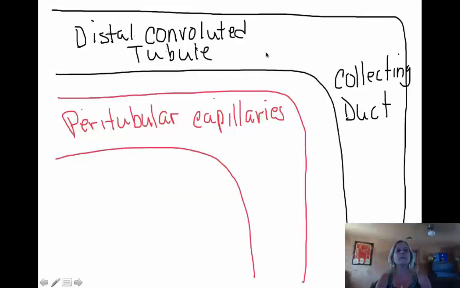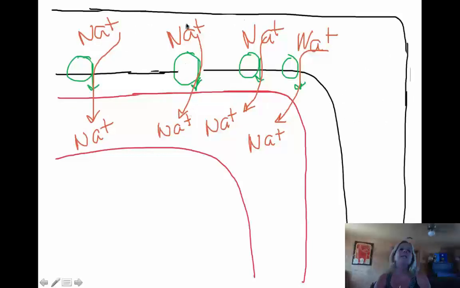So this is representing our distal convoluted tubule. It is attached to the collecting duct. And then surrounding the distal convoluted tubule and the collecting duct are the peritubular capillaries. In the distal convoluted tubule, like we've seen before, we have sodium-potassium ATPase pumps that can actively transport sodium back into the bloodstream. Now, these pumps are a little bit different, though.